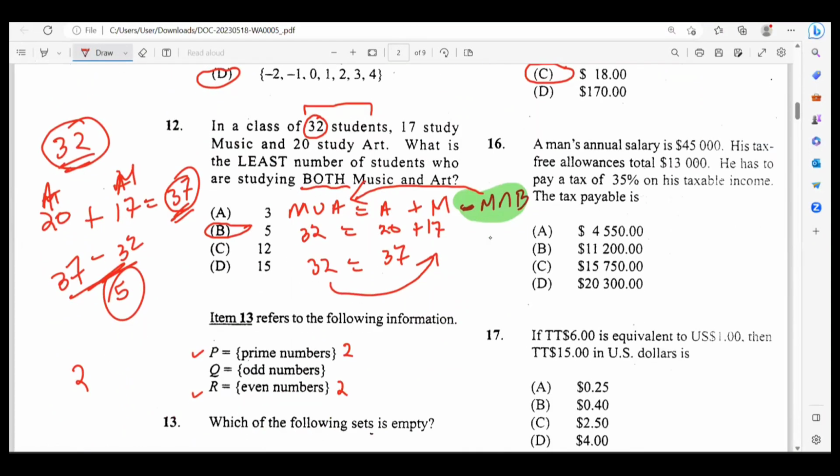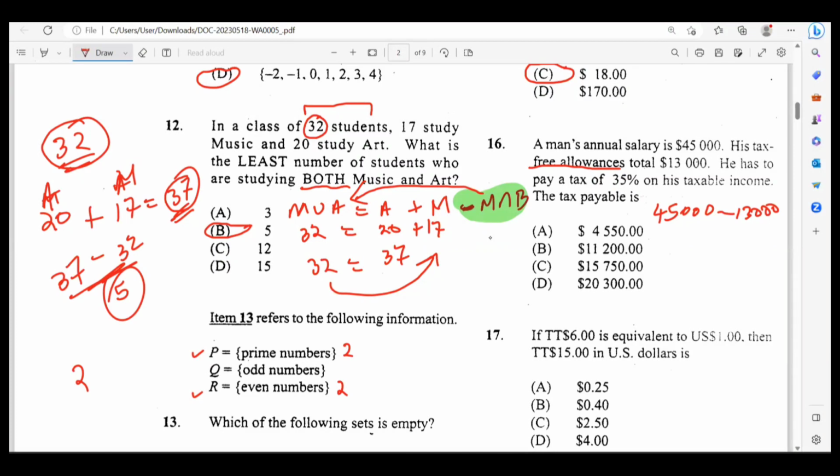All right. Number 16 says a man's annual salary is 45,000. His tax-free allowance totals 13,000. Okay. He has to pay income tax of 35%. All right. So what you want to do is to put things into context. Tax-free. So you want to take that out. When they talk about tax-free, it's a part of the money that cannot be taxed. So you want to make sure you separate it.